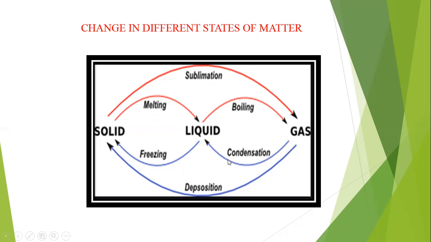See, whenever there is a change of state at fixed temperature, what happens? The heat may be rejected or absorbed, but this heat does not change the temperature of the substance. There is a specific name given to this heat, that is latent heat. You will be learning about latent heat in higher grades, so just remember this point.